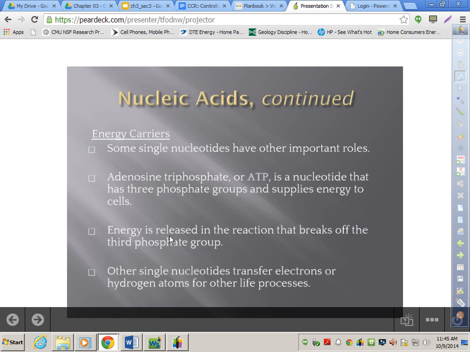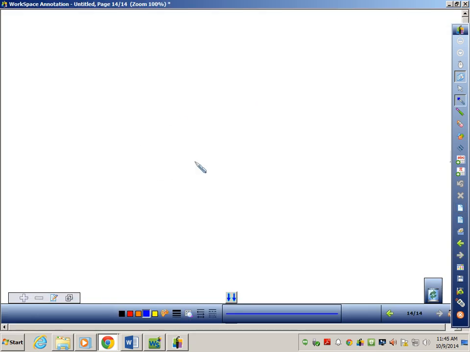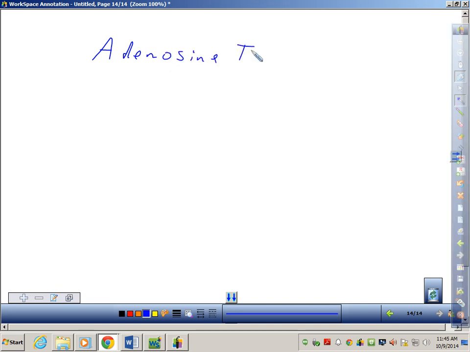So energy is released in the reaction that breaks off the 3rd phosphate group. I'll show you that in a minute. But other single nucleotides transfer electrons or hydrogen atoms for other life processes. We're going to talk about that in chapter 9. But for this chapter, you have to understand that adenosine triphosphate, otherwise known as ATP, looks conceptually something like this.